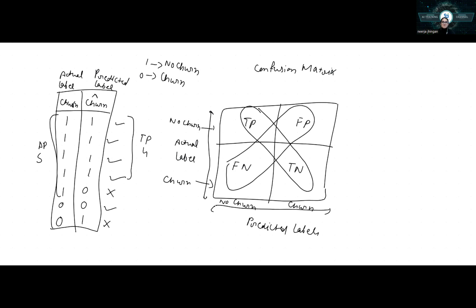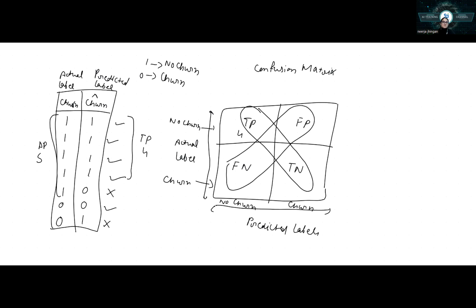So what will be the value of true positive? 4. Right. This means your total cases were 5, but your model was able to predict 4 actually, because we are interested in your predicted label, right? This confusion matrix is about your predicted one.